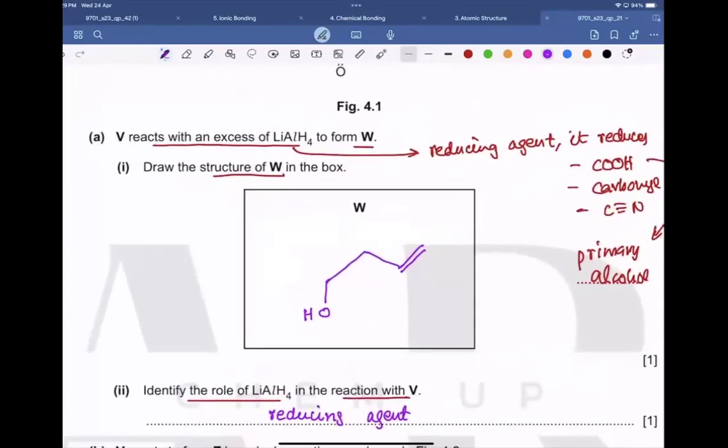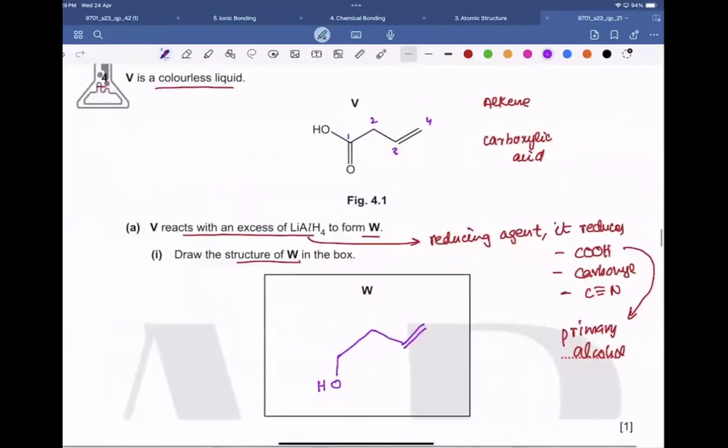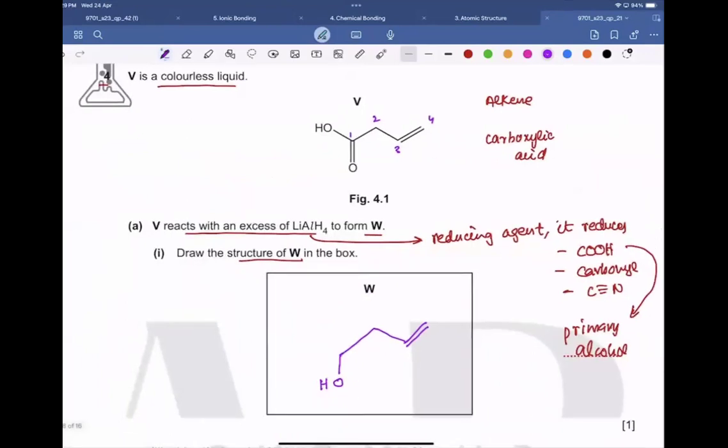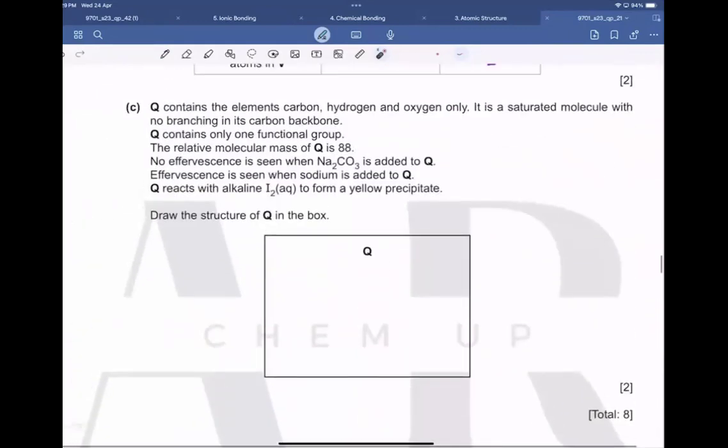Yes, we are reacting with LiAlH4, lithium aluminum hydride, which is a reducing agent. It reduces these functional groups: aldehydes, ketones, carboxylic acids, and nitriles. When a carboxylic acid undergoes reduction, it will turn into a primary alcohol, right? That's why this carbon number 1, a carboxylic acid, becomes an alcohol. Is it clear now? Okay.